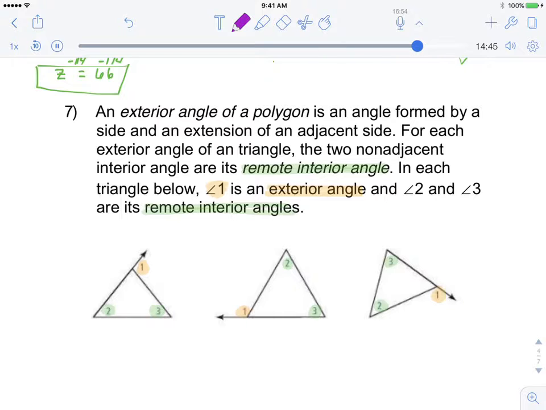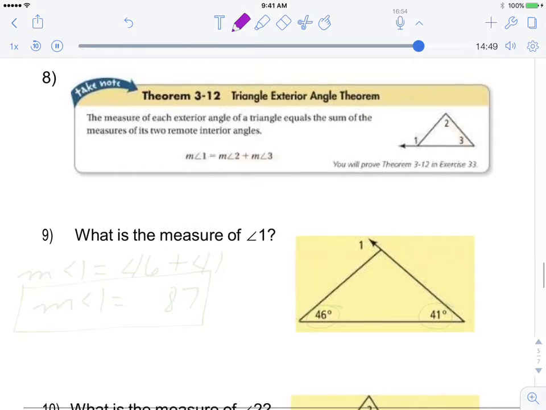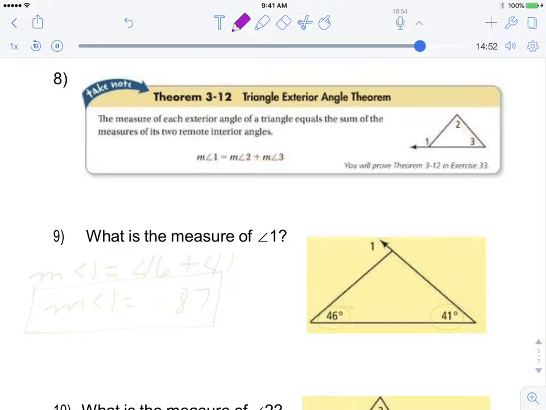All right. On the next page, we have the triangle exterior angle theorem. And we have angle 1 is going to be equal to angle 2 and angle 3. So what we're going to do is we're going to add these two together, and it's going to equal our angle 1 right here. Okay, so angle 1 is here, and then the two interior angles that are far away from that, the sum of those are going to equal angle 1.